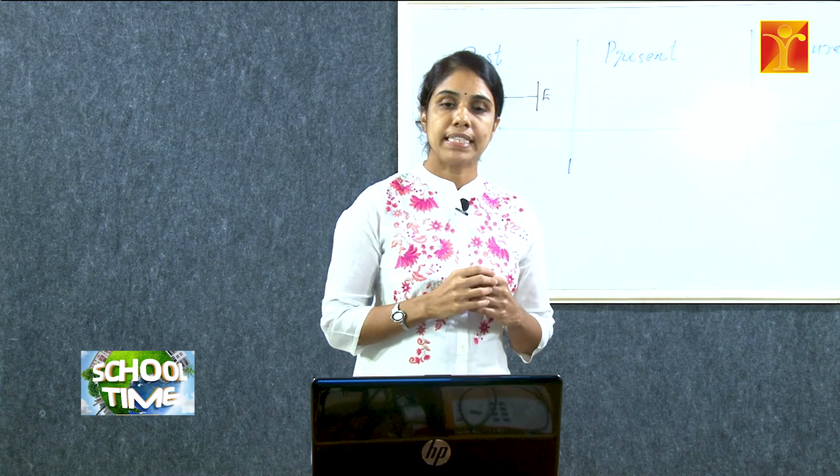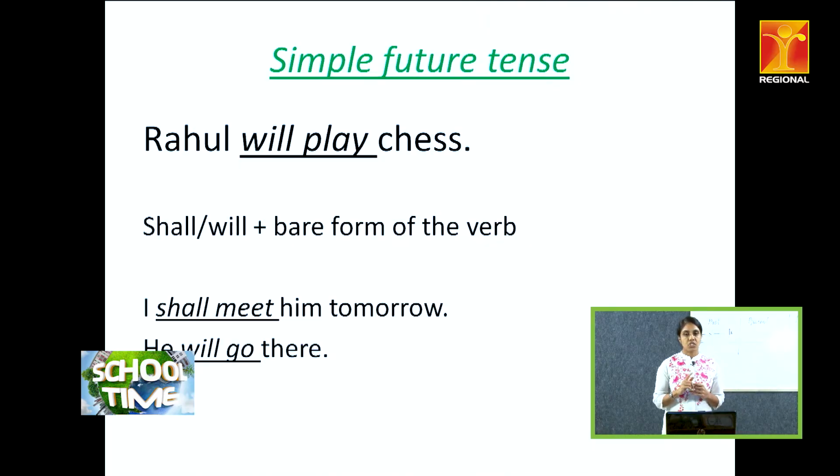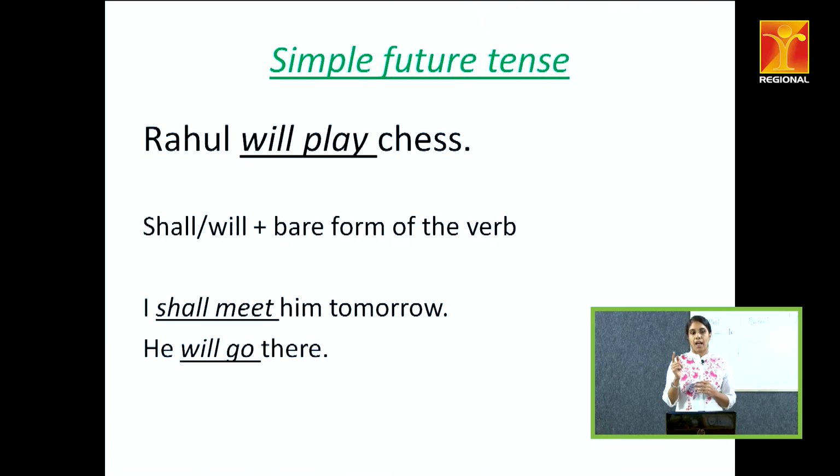Say, I shall meet him tomorrow, and he will go there. All are predictions. So the form of the verb is shall or will plus the bare form of the verb. Play is the bare or plain infinitive of the verb. It is the form of the simple future tense. Shall or will plus bare form of the verb is used to construct simple future tense.